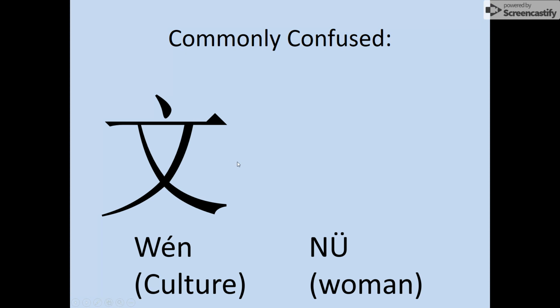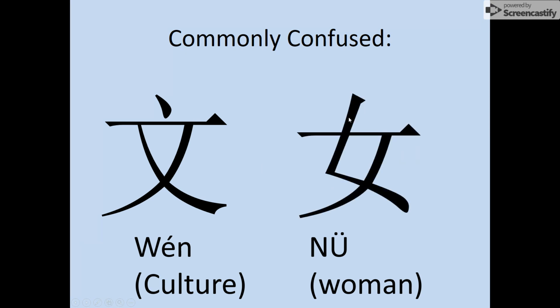Wen, this character, is commonly confused when you're writing it with ni. So notice the difference. Wen has a free-floating head, where ni's is connected, and ni has this angle here, where wen is a perfectly smooth line.